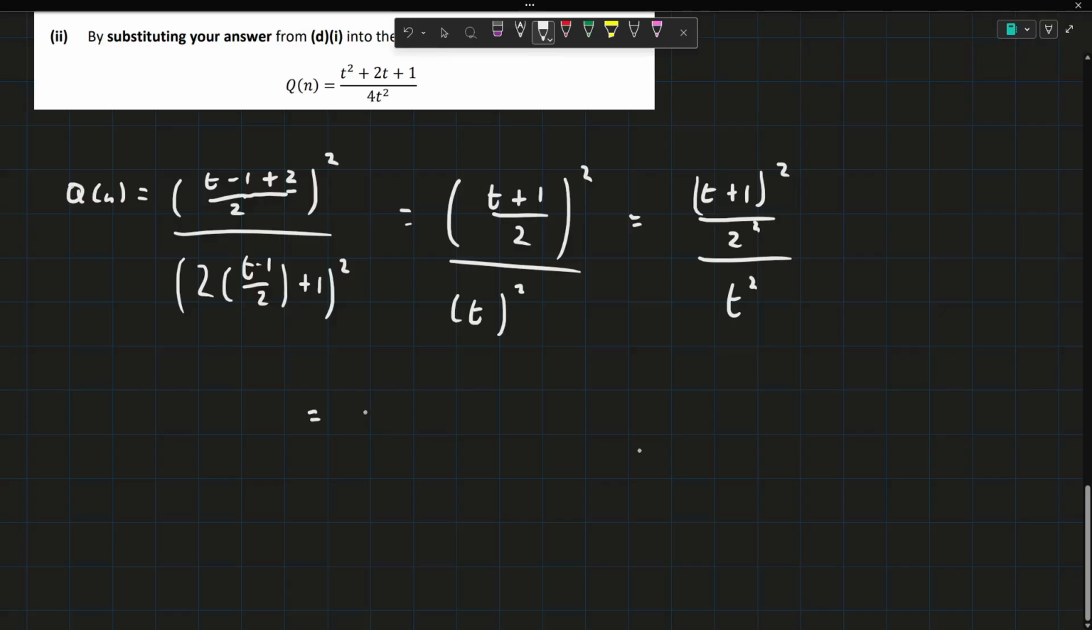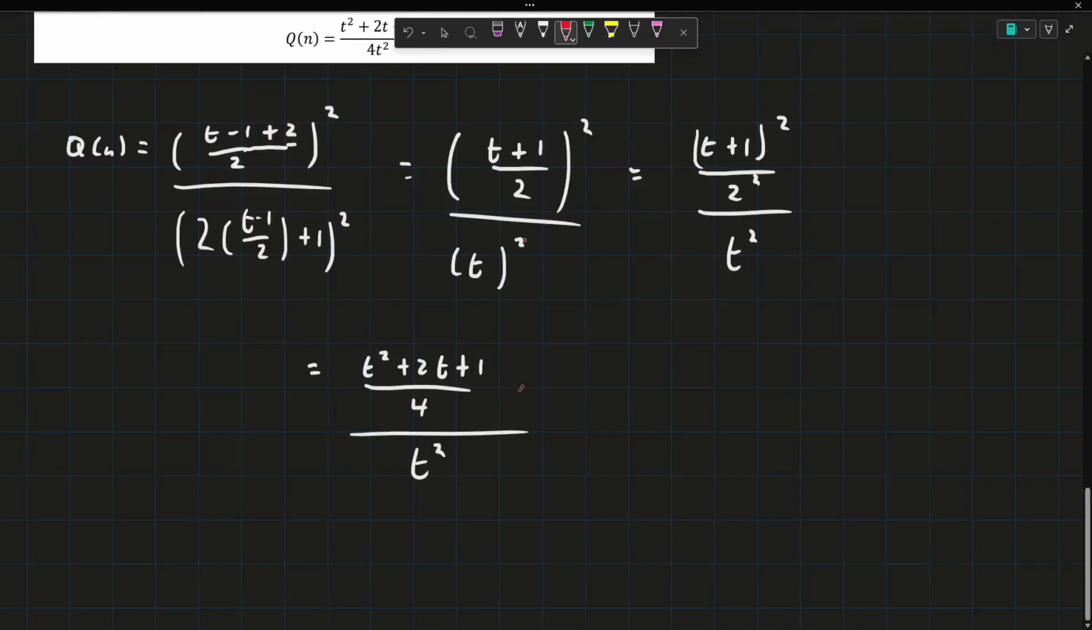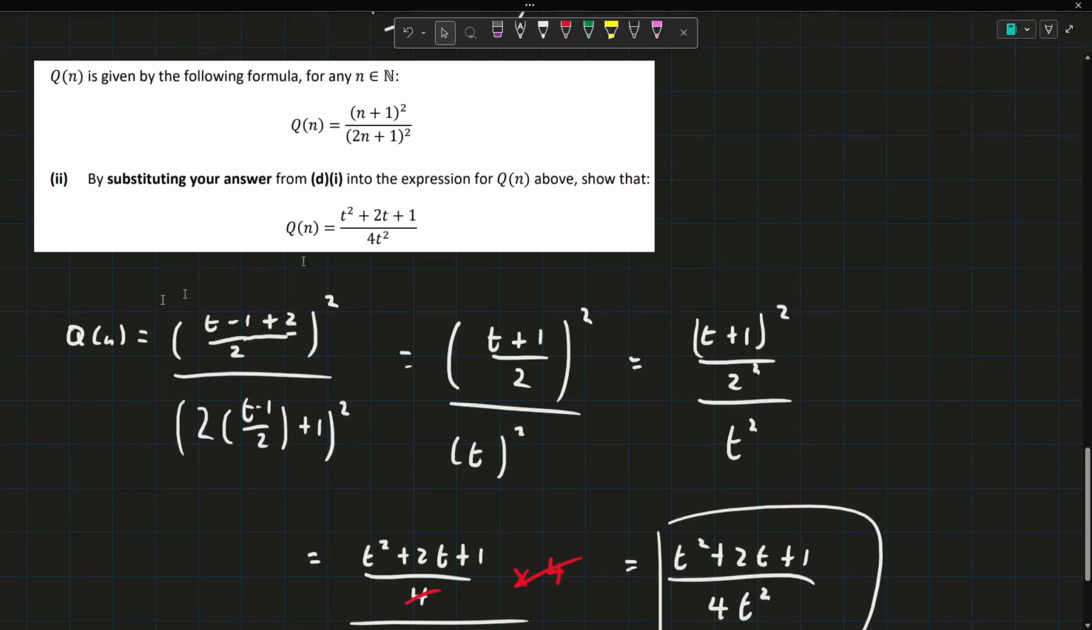So t plus 1, the whole thing squared, will be t squared plus 2t plus 1, if you write out the brackets. That's going to be over 4, and then this whole thing is over t squared. Now, you could flip the fractions upside down, or however you do it, learn how to do it. The way that I prefer to do it is we want to get rid of this 4 on this denominator. So if we multiply the top of the fraction by 4 and the bottom of the big fraction by 4, we're allowed to do that because that's just multiplying by 4 over 4, which is just multiplying by 1. Then we're multiplying here by 4 and dividing here by 4. So what we're going to get is just t squared plus 2t plus 1 all over 4t squared. And that is indeed what they asked for.